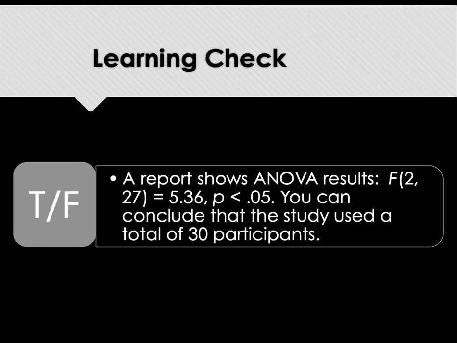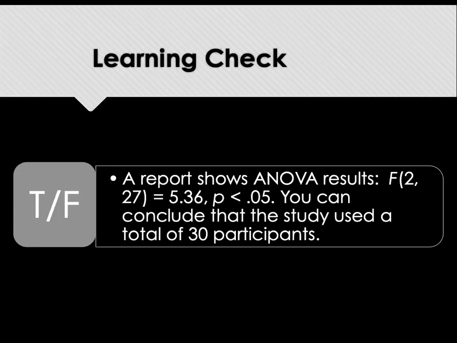True or false. A report shows ANOVA results of F, degrees of freedom 2 and 27, equals 5.36 with a p-value of less than 0.05. You can conclude that the study used a total of 30 participants. Oh, tricky, right? To answer this question, you're going to need to know what those degrees of freedom represent. So we know the degrees of freedom that it's reporting are 2 and 27. Is this true or false?